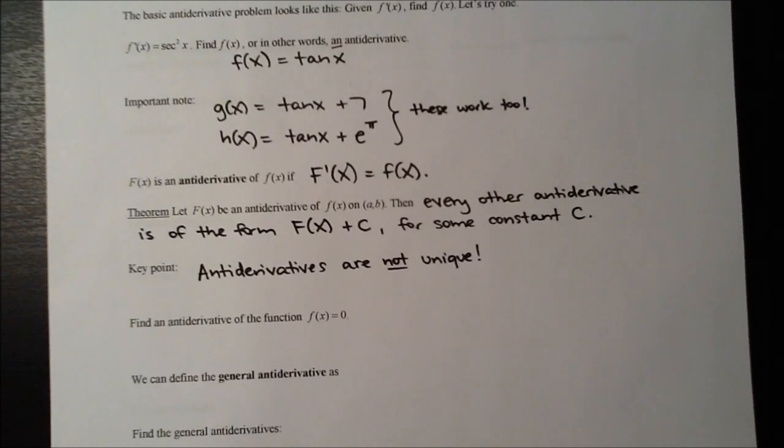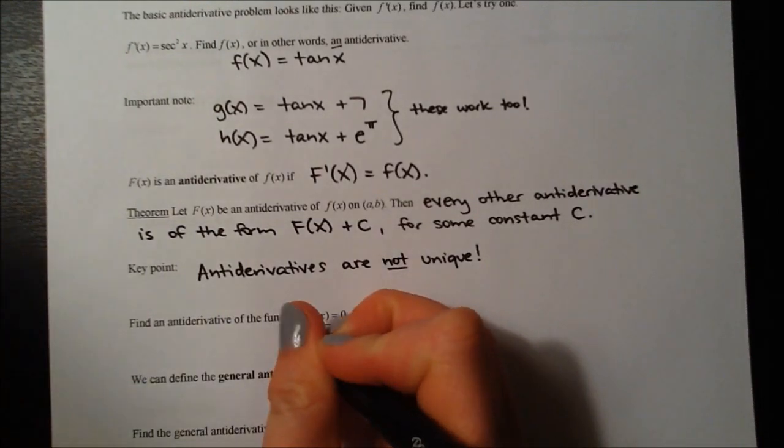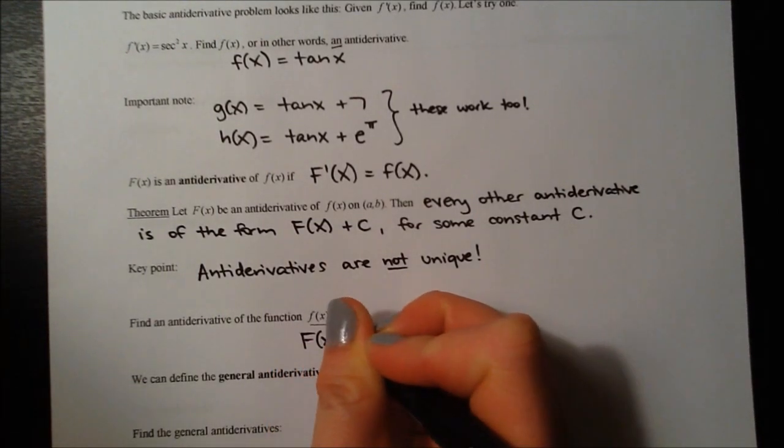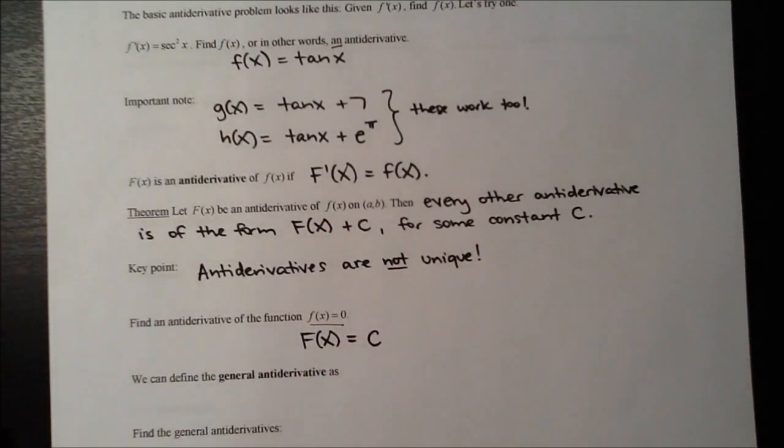Okay, so an antiderivative of f of x equals 0. This one's kind of weird. What this one is saying is this is our derivative if we're trying to find an antiderivative. So we know that the derivative of some function gave us 0. Well, the only functions that give us a consistent derivative of 0 are constant functions. Okay, so that would just be f of x equals a constant.